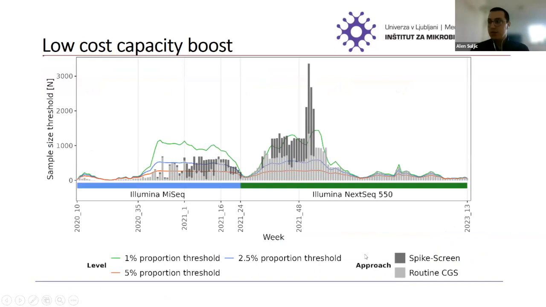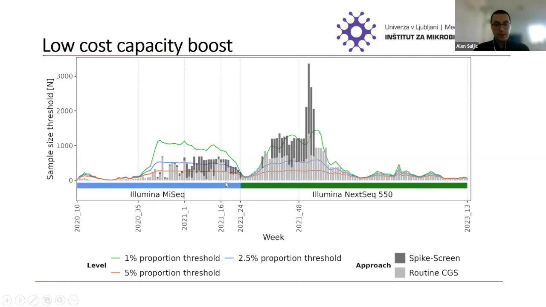This image shows the additional capacity boost provided by the SpikeScreen. Using SpikeScreen, we sequenced an additional 825 pools of amplified spike gene, encompassing a total of 29,000 samples. This approach allowed us to expand the surveillance of the circulating variants by an additional 23,000 samples, or 55%, that were not included in the routine complete genome sequencing, while requiring only 3% of the resources and cost in manpower.